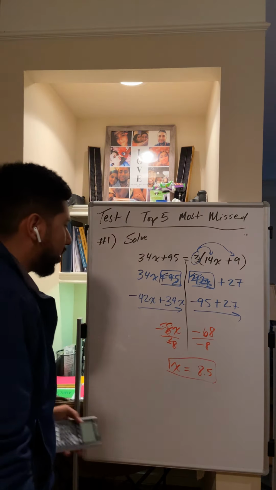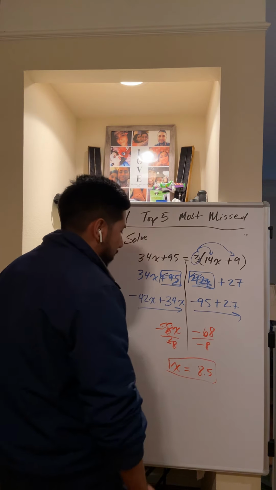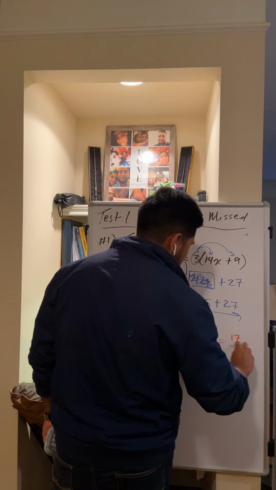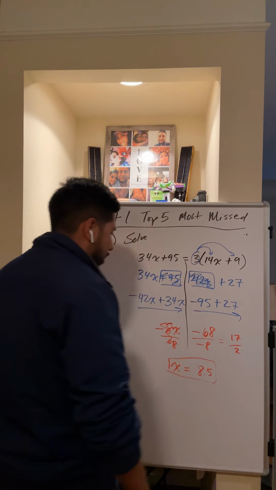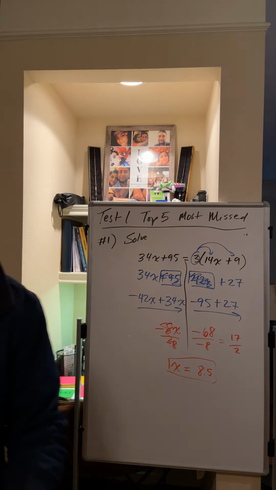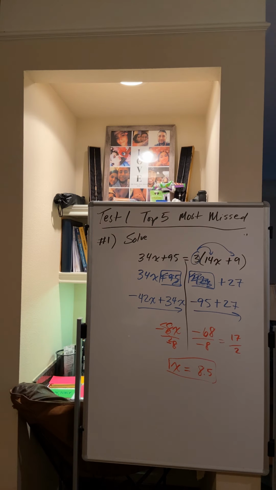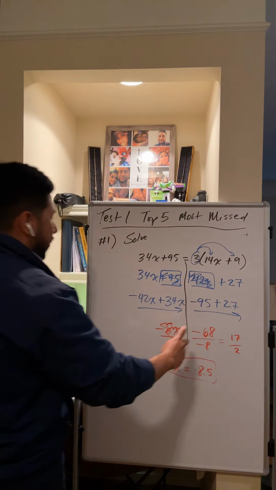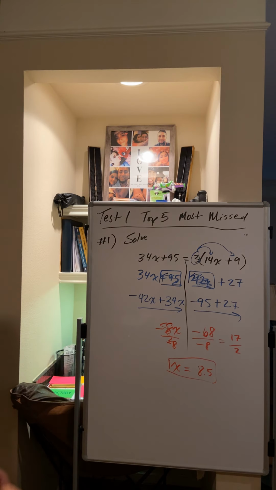If you want to be an all-star, I don't mind you trying to reduce that. It ends up being 17 over 2. But all right, let's keep moving. We've got two more problems. Make sure you fast forward. Don't waste your time looking at me brushing off this stuff.